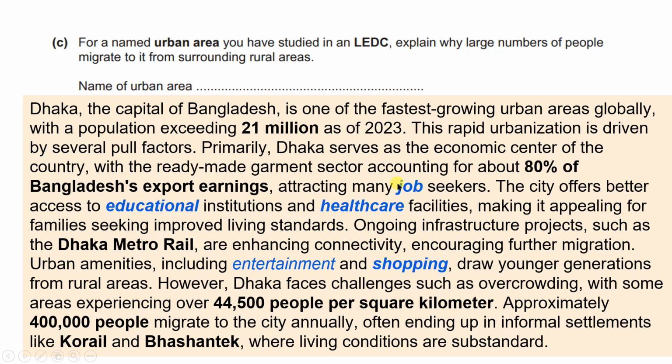Now, if you look at the pull factors here, they are jobs, education, healthcare, entertainment, shopping. All these are pull factors that will attract people from rural areas to urban areas within any location.